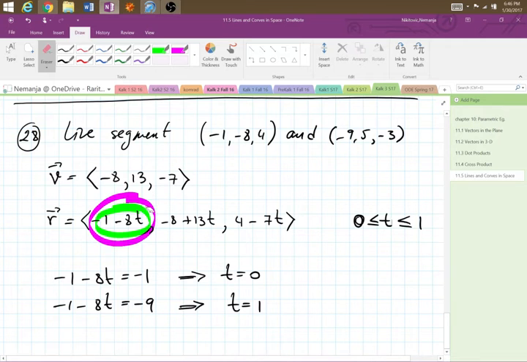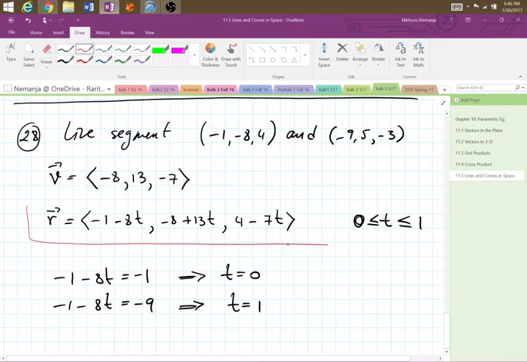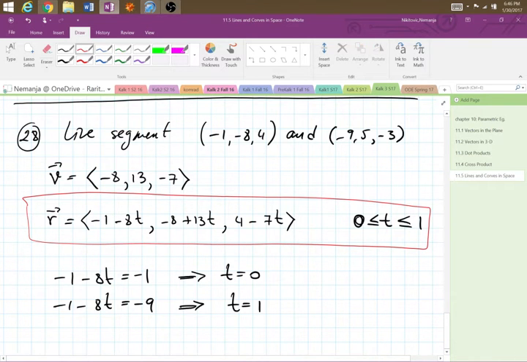So line segment, this is the answer. Not just the interval. You have to have a line and then that t part. Happy? All right, one more.